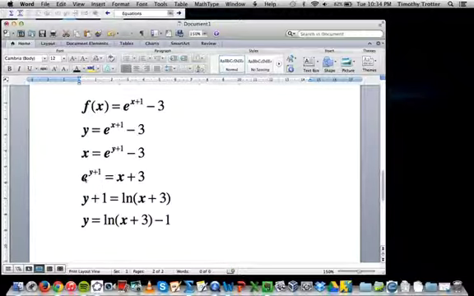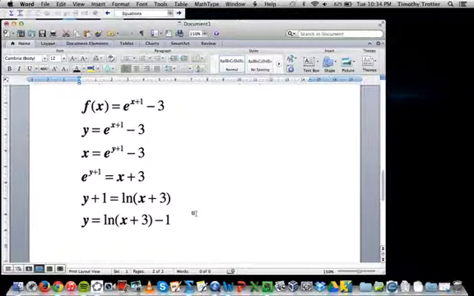what I can do to get rid of this e is take the natural log of both sides. Natural log and e are inverses of each other, so they cancel each other out. So now all I get is y plus 1 on the left side, and the natural log of the right side over here. Now all I have to do is add 1 to both sides, and this is my inverse function. All right, so we have found the inverse function.